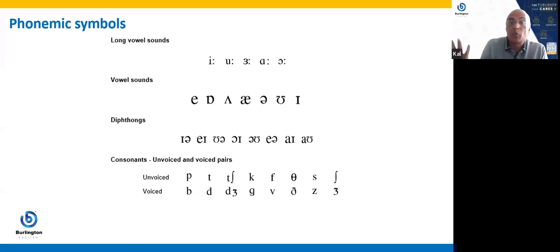And the only difference is what we said earlier, the voicing. If you do each one of these in turn, the p, everything is the same with your mouth and the airflow. The only difference is the vocal cords.